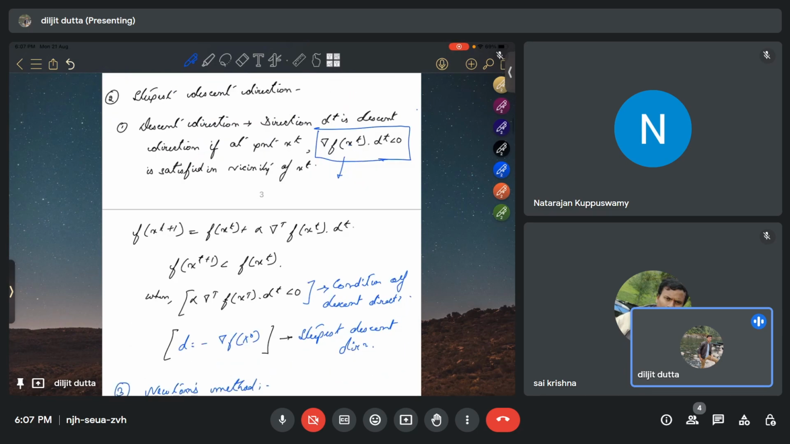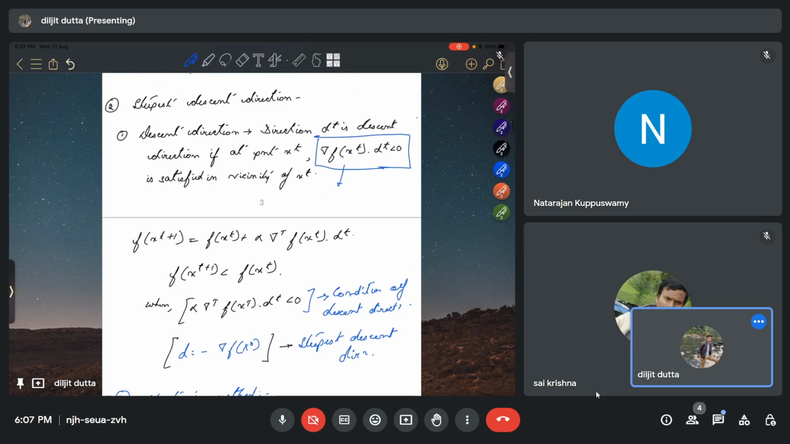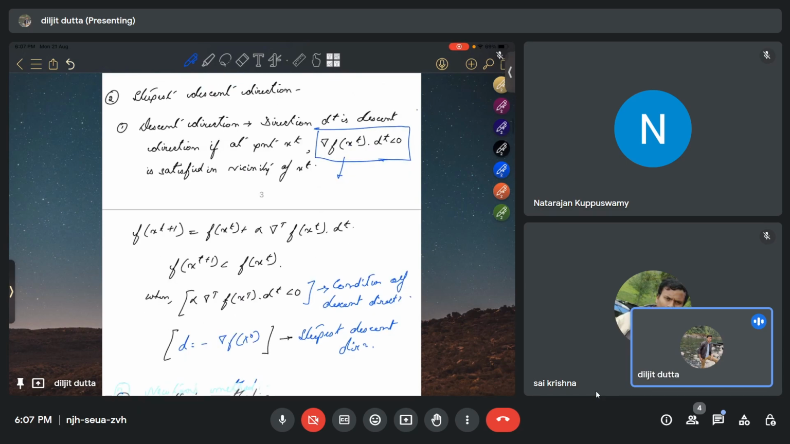So if we have identified the descent direction, I will show how to calculate the gradient and all. I will be solving problems, and I will then show how to take the gradient, everything. This is just the concept I am showing.